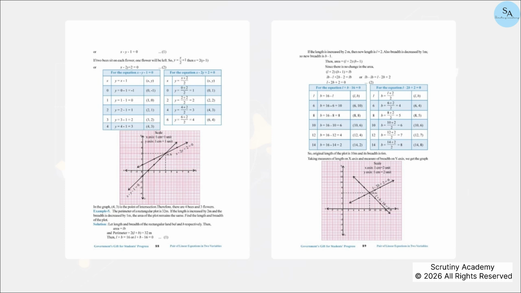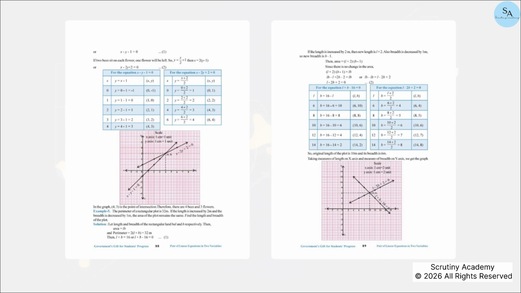Well, perimeter is just 2 times the length plus breadth, which gives us our first equation, length plus breadth minus 16 equals 0. Then the second part says, if the length increases by 2 meters and breadth decreases by 1 meter, the area remains the exact same. Area is just length times breadth. And you know what? When you actually write that out, the scary length times breadth part completely cancels itself out. You're just left with a nice, clean second equation.